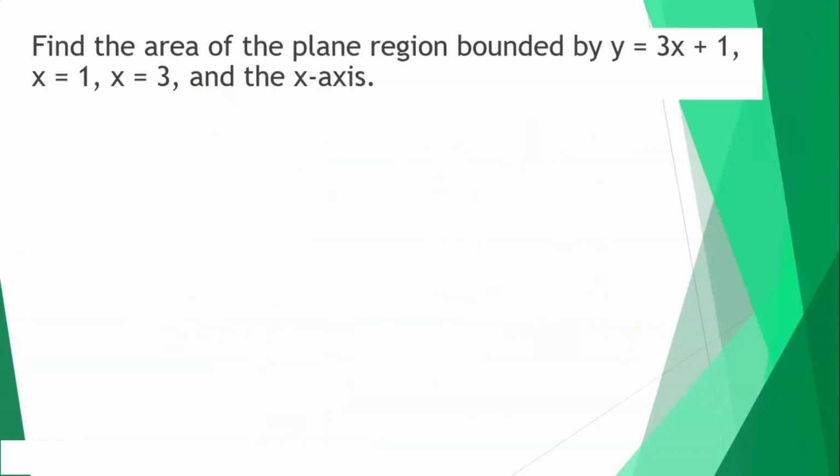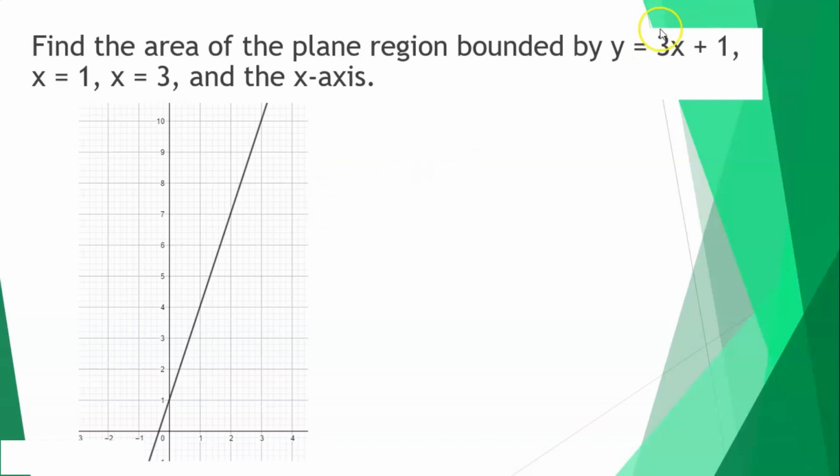Find the area of the plane region bounded by 3x plus 1, x equals 1, x equals 3, and the x-axis. So again, you have to sketch the linear graph, which is 3x plus 1. So take note, our y-intercept here is 1. So our slope is 3. So that would mean 1, 2, 3, then run by 1, 1, 2, 3, then run by 1, and so on. So this is the graph of 3x plus 1.